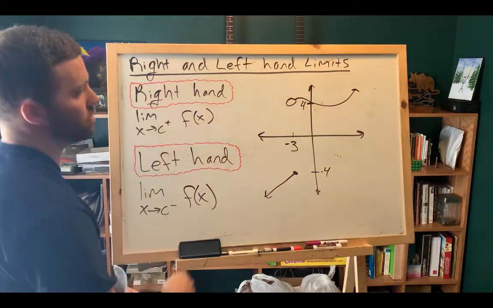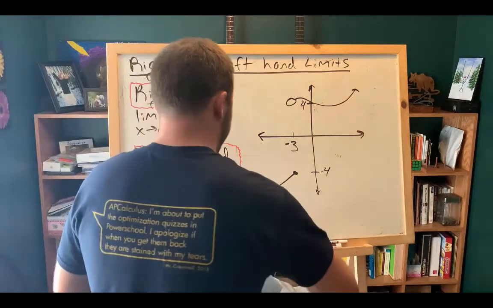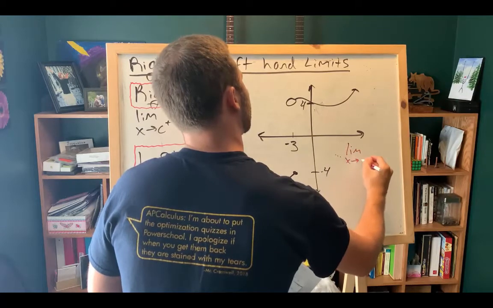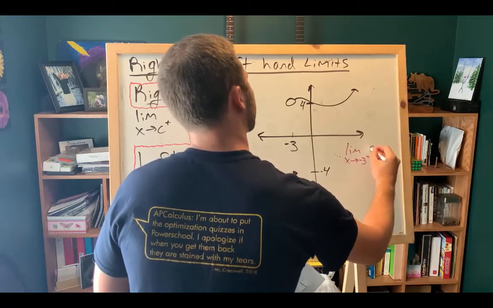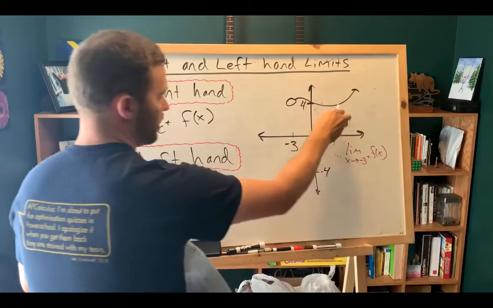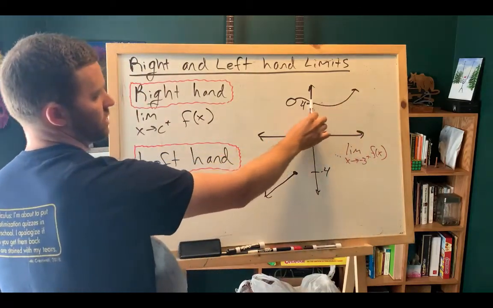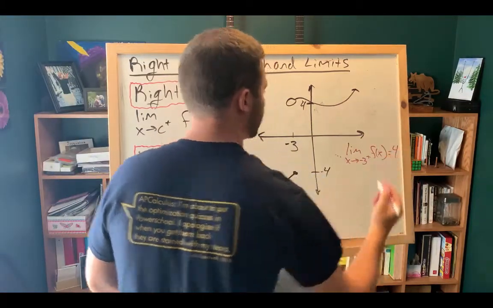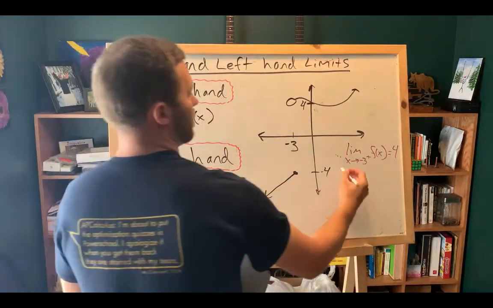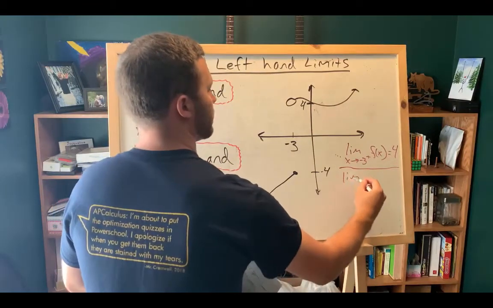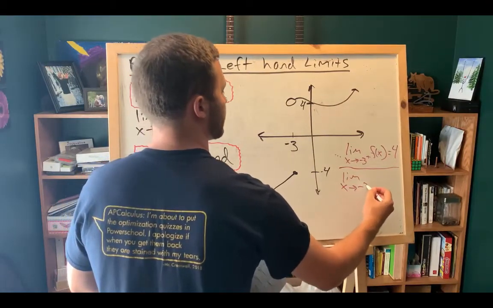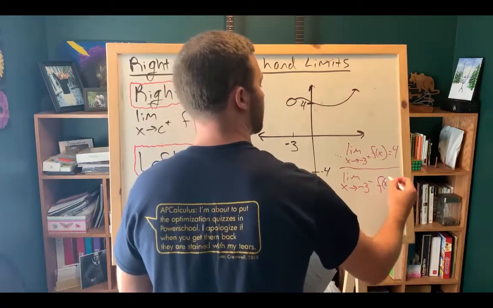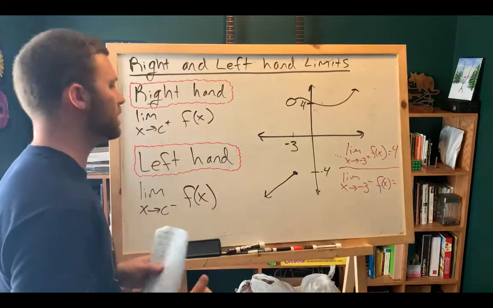So in our example, we might ask ourselves, what is the limit as x approaches -3 from the right of f of x? We look at this and say, okay, we come in from the right-hand side and we get close to +4. So this is equal to 4. And then you might say, what about the other side? Well, that would be the limit as x approaches -3 from the negative side. So we put a little minus sign there.